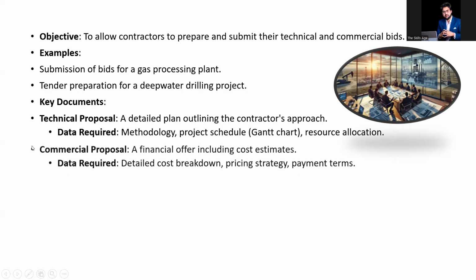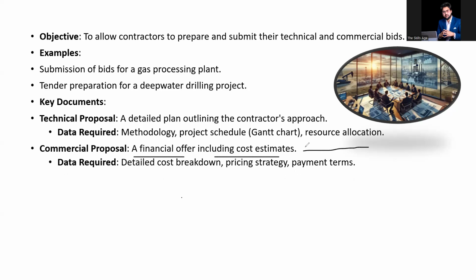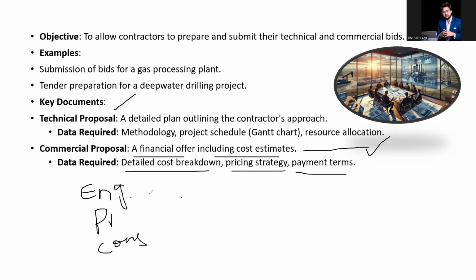Okay. And the commercial proposal. This is the financial offer, including cost estimates. So there is a technical proposal, and there is a monetary proposal or cost proposal. Data required: detailed cost breakdown, pricing strategy, payment terms. Cost breakdown structure: maybe your project involves engineering, procurement, and construction, so how much engineering is going to cost, procurement, construction, with respect to these phases or stages or milestones. So the cost breakdown structure is how the total project cost will be segregated at this stage, at this stage, and at this stage. Pricing strategy, your cash flow.